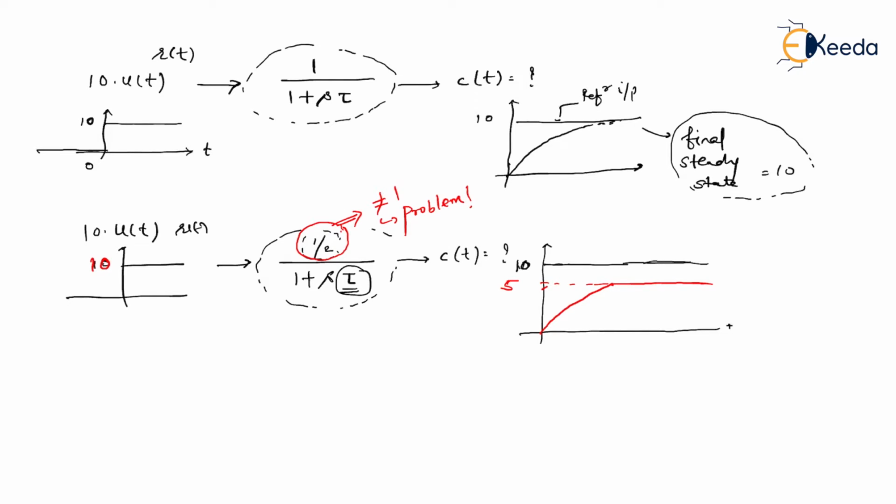Again, since we have half in the numerator, I'm just making half of the reference input. What if we have 1 by 3? Then one third of the reference input will be the steady state value. Am I right? So if we have 1 by 3 over here instead of half, then the final value will be 10 by 3. Here the final steady state value is equal to 5. Why I'm emphasizing this, because let us go back to the question. I'll clear my point.